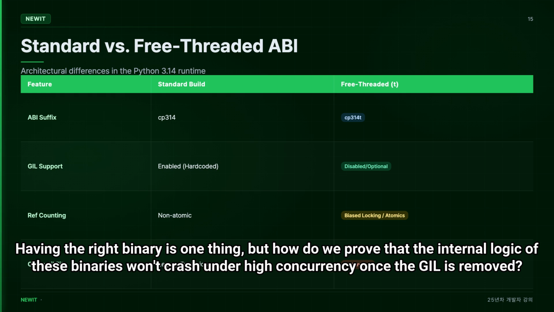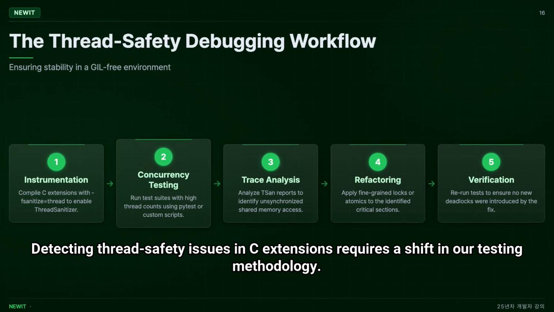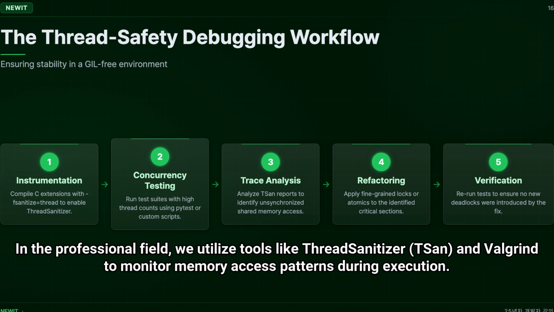Having the right binary is one thing, but how do we prove that the internal logic of these binaries won't crash under high concurrency once the GIL is removed? Detecting thread safety issues in C extensions requires a shift in our testing methodology. Standard unit tests often fail to catch race conditions because they don't provide enough thread contention. In the professional field, we utilize tools like Thread Sanitizer, TSAN, and Valgrind to monitor memory access patterns during execution.